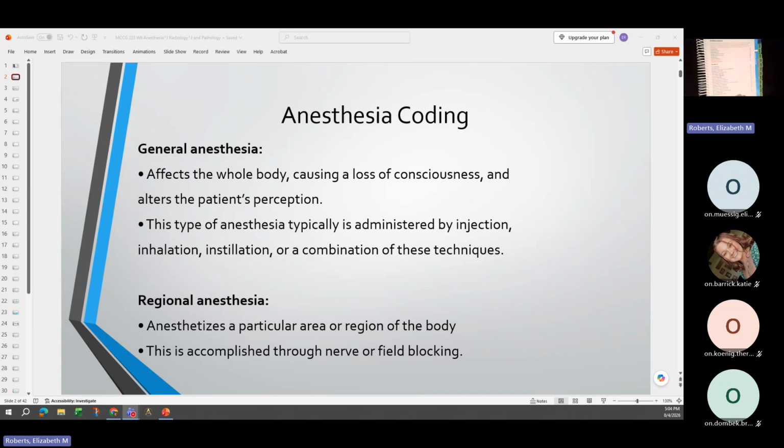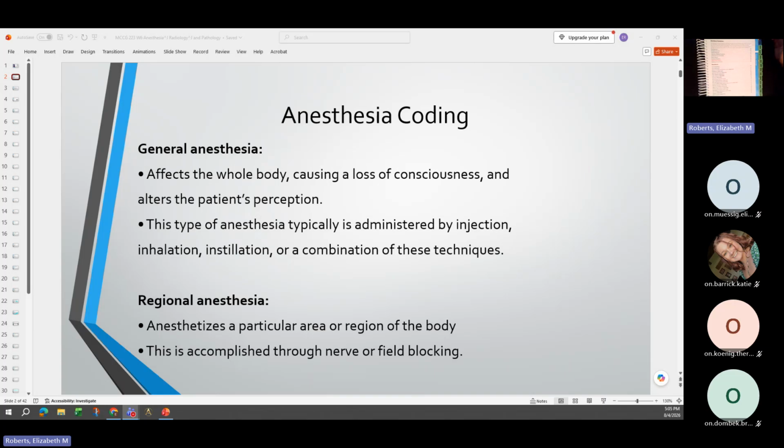There's also, up on the screen, it talks about regional anesthesia. This anesthetizes a particular area or region of the body, and it is typically accomplished through nerve or field blocking. So the difference is it's typically going to be injected into a specific area or nerve in the patient, sometimes done to facilitate a surgical procedure or other procedure, and sometimes done just for pain management purposes, right?